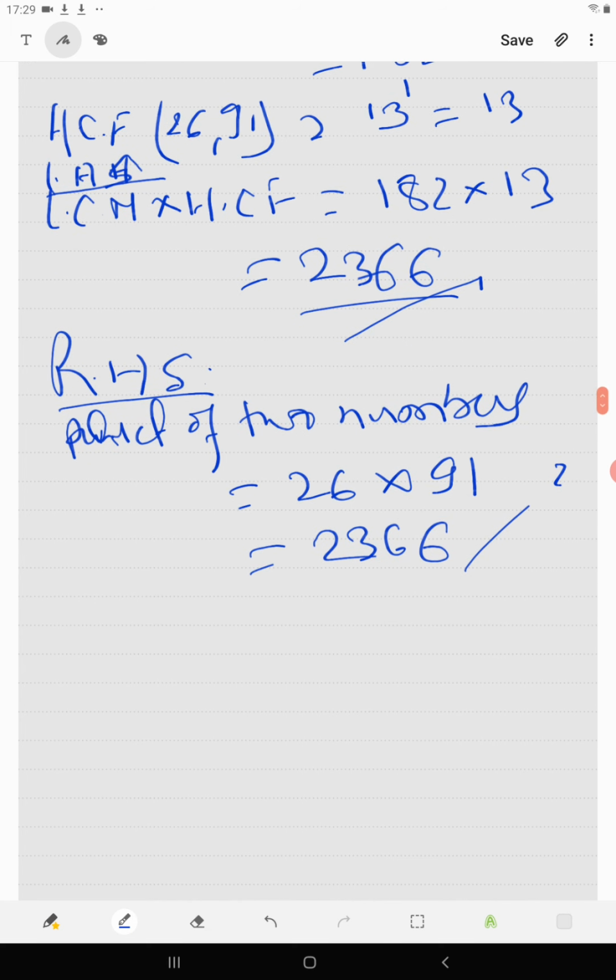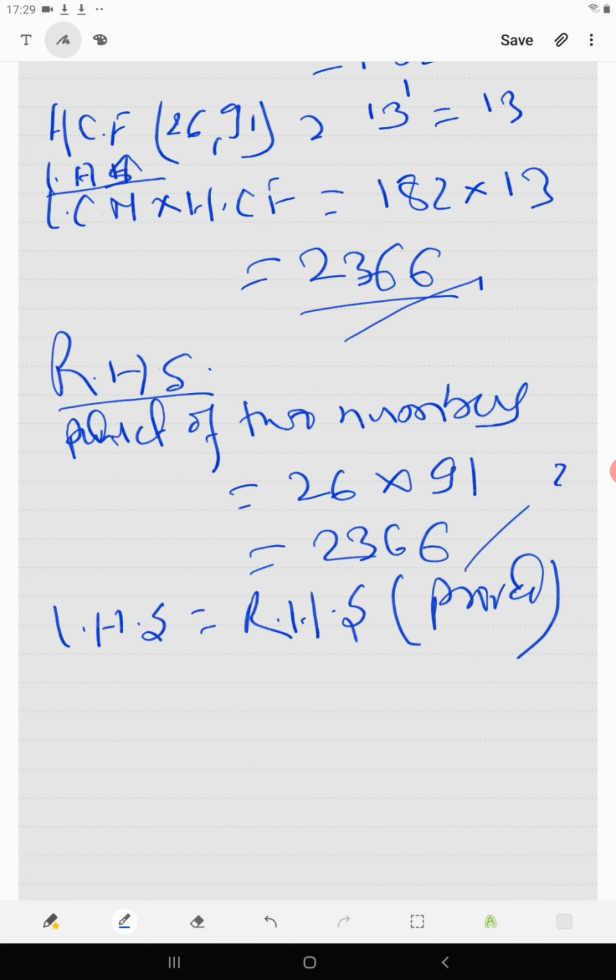So yes, we have got LHS equals RHS. Hence proved. So it proved that LCM into HCF equals the product of two numbers. Okay. Now let's move on.